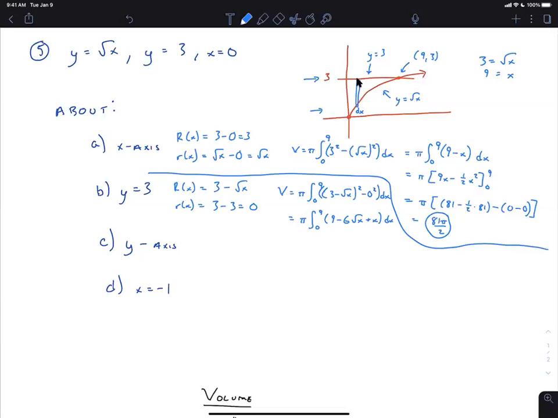Now for the y-axis, this time the rectangle is parallel to the line, so we're revolving around the y-axis. That's when we use the shell method. So we're going to go with 2 pi r h. And so the r function is the distance from the rectangle to the line. Remember, we're revolving around the y-axis. So this is a horizontal distance. You take the x here minus the x here. So right x minus left x. The right x is x, and the left x is 0. So we get a radius function of just x.